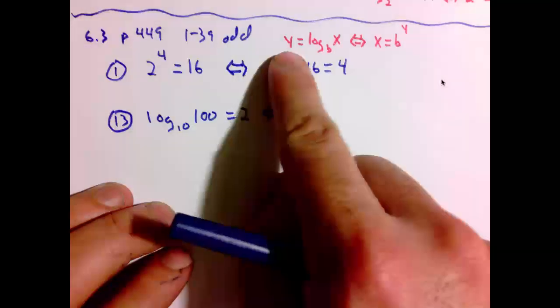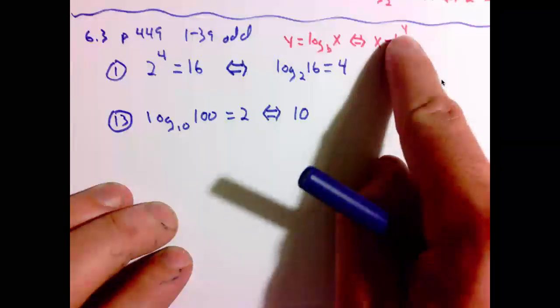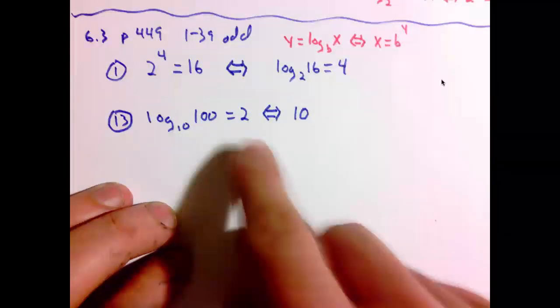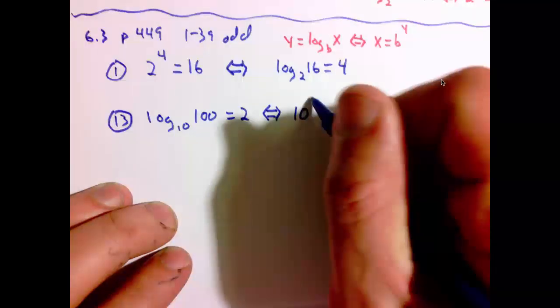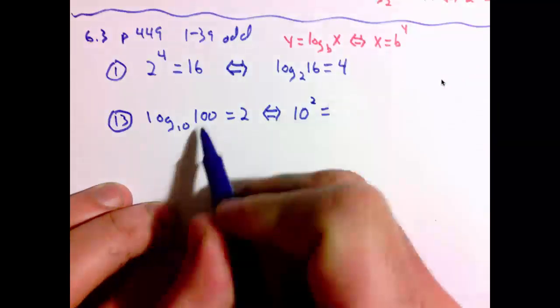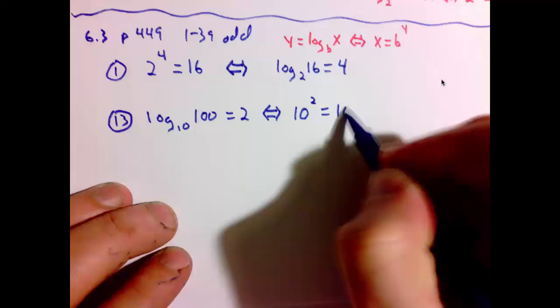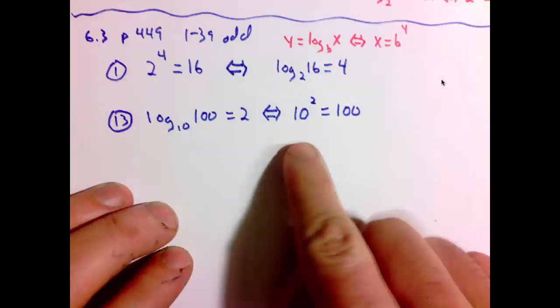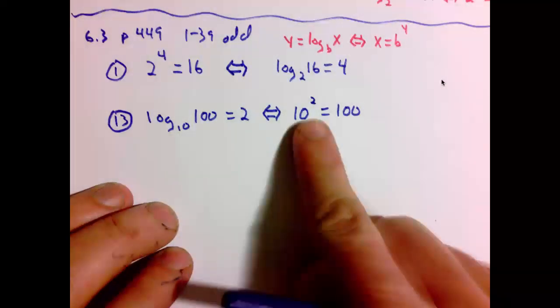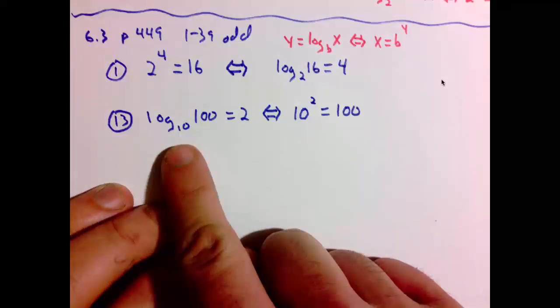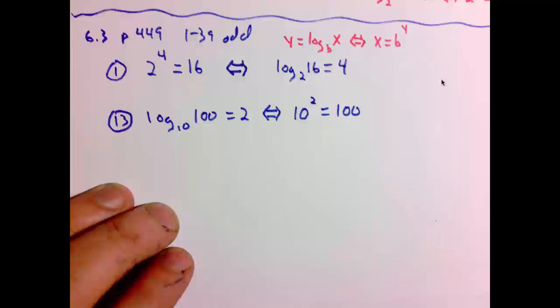Alright, the equal to portion of the log, what's on the right side of my equation here, this y, that's my exponent of my exponential. So this 2 becomes my exponent. Well, the only thing left is 100. And as you well know, 10 squared is 100. 10 times 10 is 100. To say log base 10 of 100 equals 2 is the same as saying 10 squared is equal to 100.